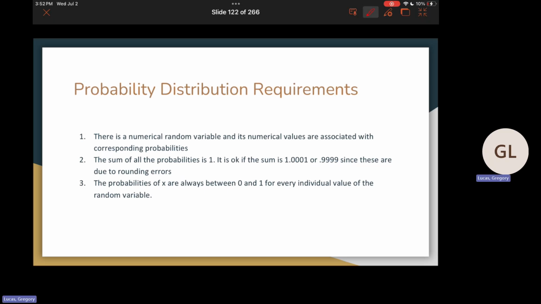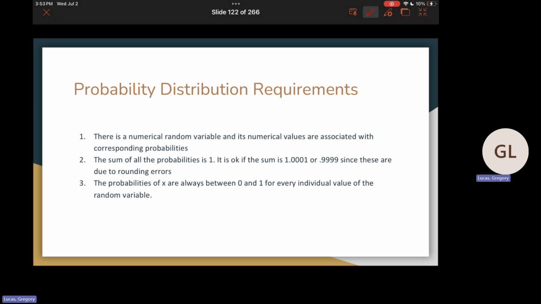Almost 1 is okay. If it's 0.0001 or 0.9999, that's okay. That tends to happen when we use rounding, when we have very large decimal numbers. That's okay. As long as the probability is pretty close to 1, then it's normally just a rounding error.